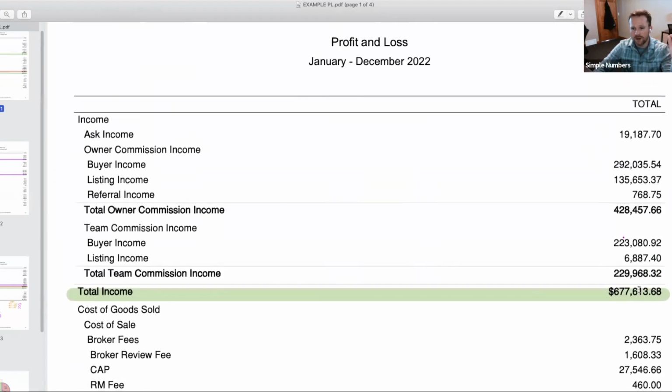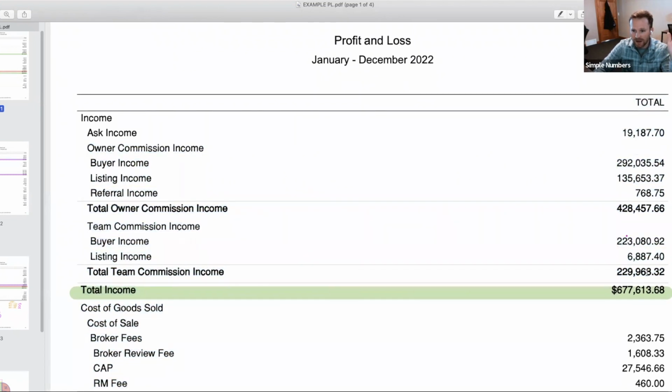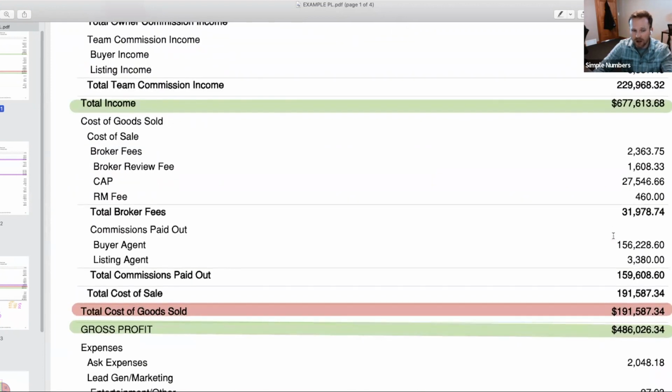The whole point with this is to make sure that when you are setting up your books, either you or your bookkeeper, and if you need us to do it, let us know, this is what we do. Make sure you separate team income from owner income. You separate it between listing and buyer income, and same with cost of goods sold. Separate the buyer agent cost of goods sold from the listing agent cost of goods sold, so we can get a very clear picture of where the cost of sale is too high.